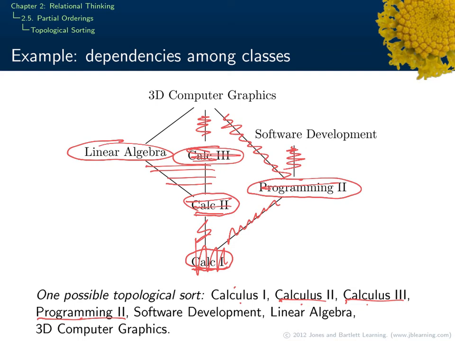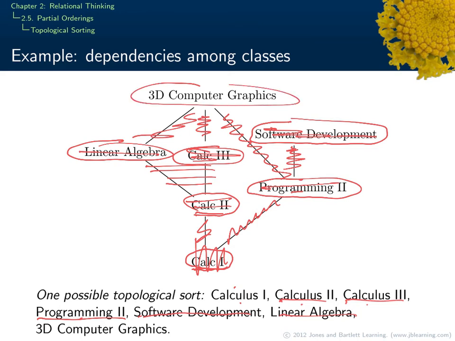And now we again see that, well, what are our minimal elements now? Well, we have software development, which is a minimal element. We have linear algebra, which is a minimal element. So we're going to do software development next. We remove it and any ascending edges. And then we have linear algebra. We remove it and any ascending edges. And then the only thing that's left over is the 3D computer graphics, and so that goes at the end of our list.